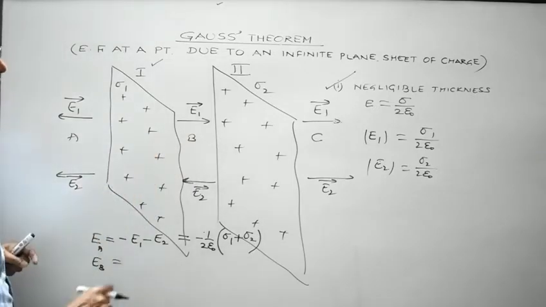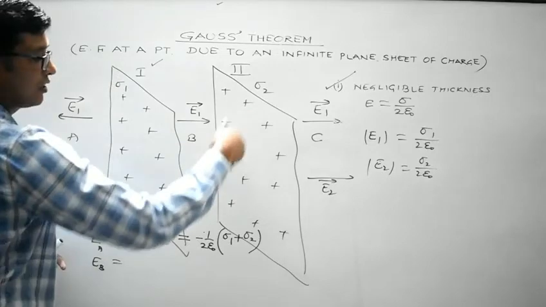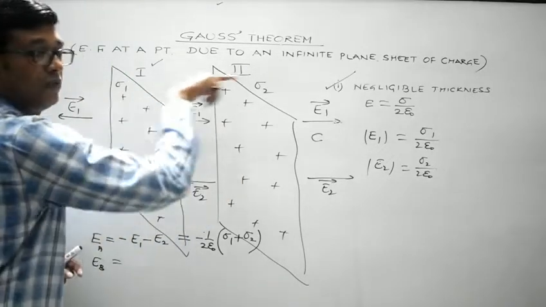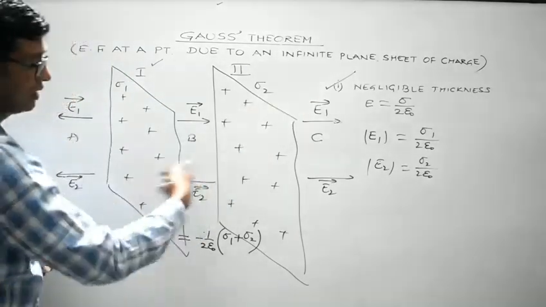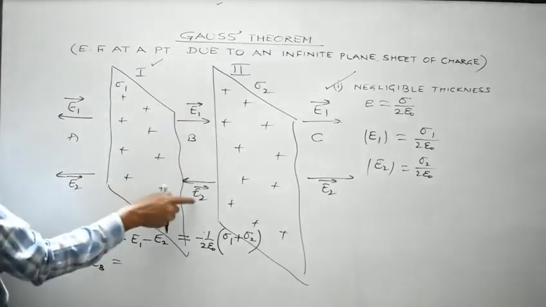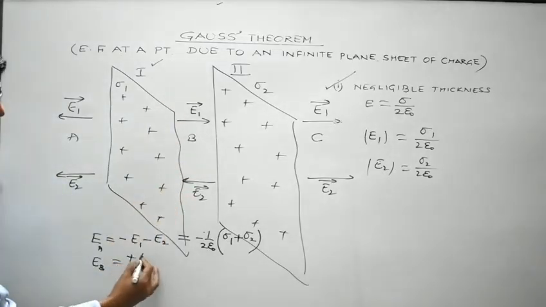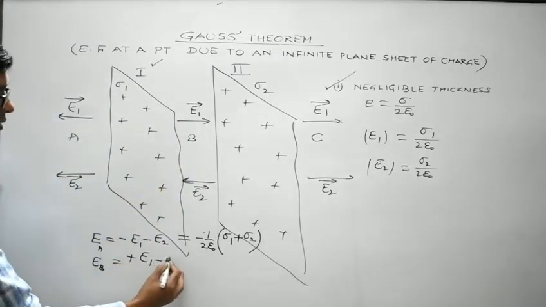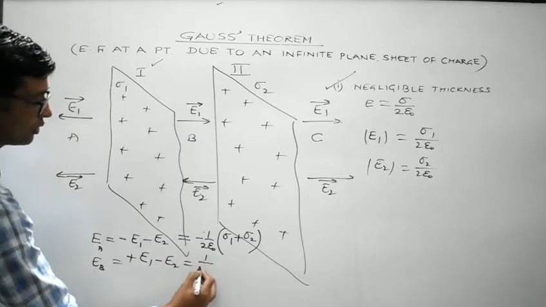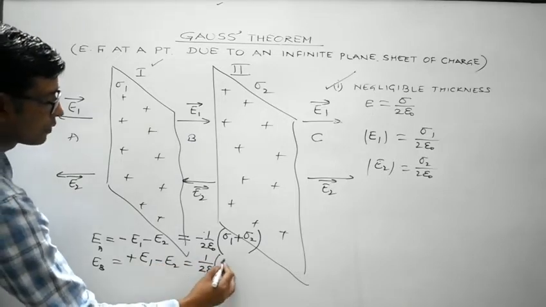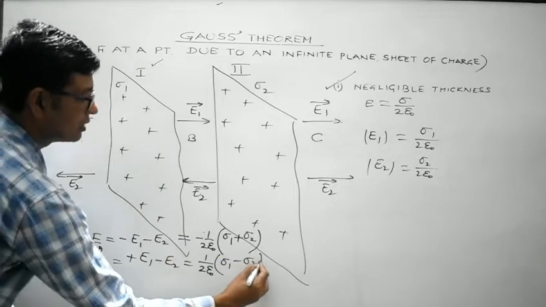electric field would be given by, look, it is in the positive direction, it is in the negative direction. This, as per convenience, we will consider to be positive. This is negative. So these two vectors being oppositely directed, it will be given by plus E1 minus E2. So substituting the value, we get (sigma 1 minus sigma 2).